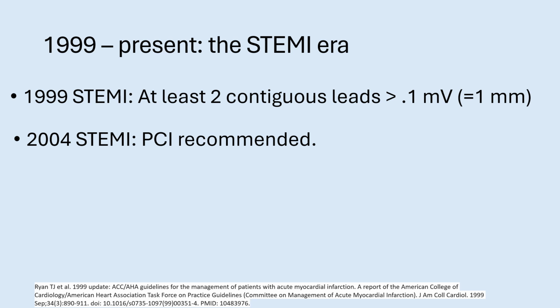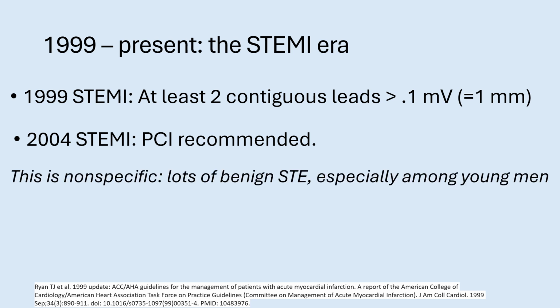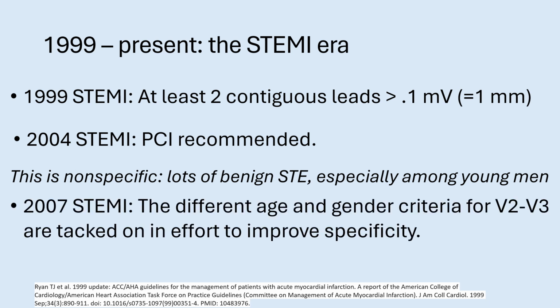Before long, everyone figured out that these criteria were very nonspecific. Nearly half of young men have over a millimeter of STE in multiple precordial leads. So in 2007, a time that all of you can probably remember, we met the STEMI criteria as we know them. This ugly tacked on set of age and gender specific criteria for V2 through V3. Good luck if you rupture an LAD plaque the day before you turn 40, gentlemen.